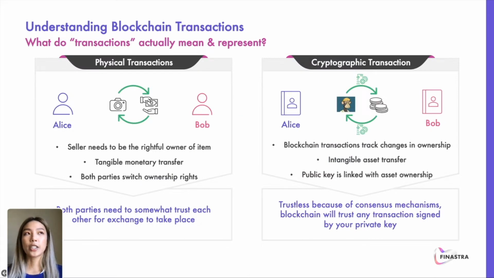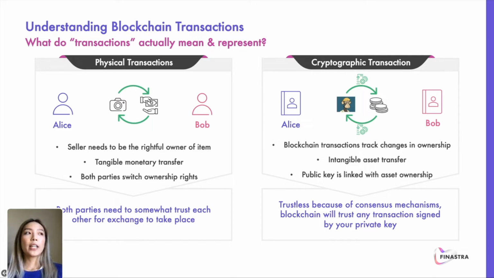So understanding transactions. Let's try to understand what transactions actually mean and what they represent. I think all of us are pretty familiar with physical transactions just because of how often we come across them in everyday life. Let's say that Alice is selling a camera to Bob. Now, in order for this transaction to work, Alice has to have the ownership rights to the camera in order for the item to be exchanged, and then simultaneously, there has to be some sort of monetary transfer from Bob to Alice. So what's really happening here is that there's a change in ownership. The camera goes from Alice to Bob. And then when Bob physically hands Alice the cash, there is a change in ownership of the money.